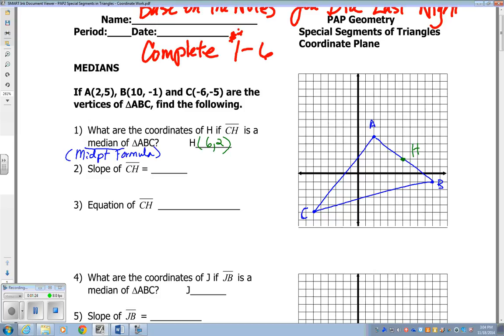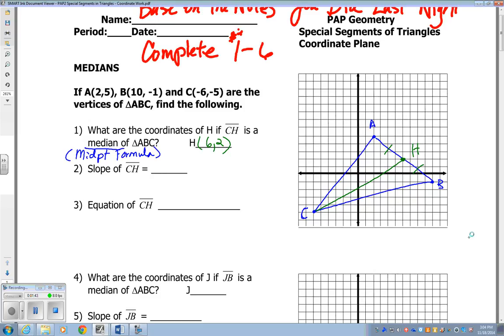You needed to connect C to H. My line's a little off, but you needed to draw that actual median. And because it's a median, I'm going to put tick marks on AH and HB to show that H was the midpoint. You have to be able to see that if it was drawn for you and recognize it.